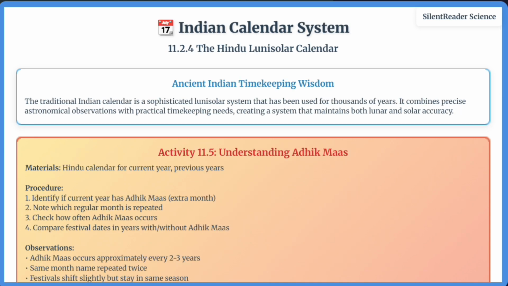Let's examine the sophisticated Indian calendar system in detail. The Hindu calendar is a lunisolar system that maintains both lunar and solar accuracy. It uses Adhik Maas, or extra months, added approximately every 2 to 3 years to keep lunar months aligned with solar years. This system preserves the connection to moon phases for religious purposes while maintaining seasonal accuracy for agricultural activities. Ancient Indian astronomers developed remarkably precise calculations that still form the basis of this calendar today.